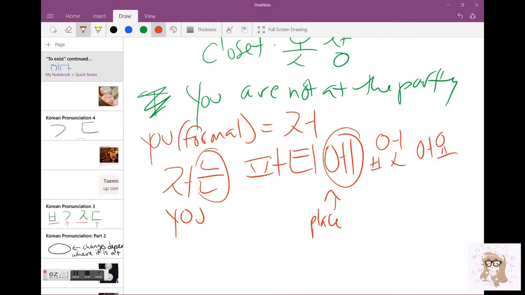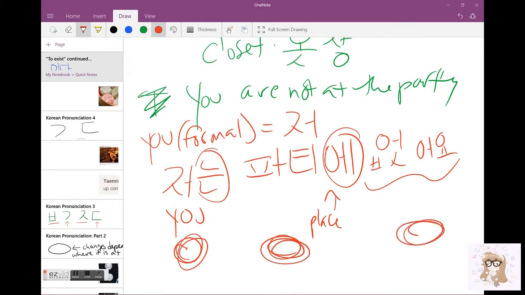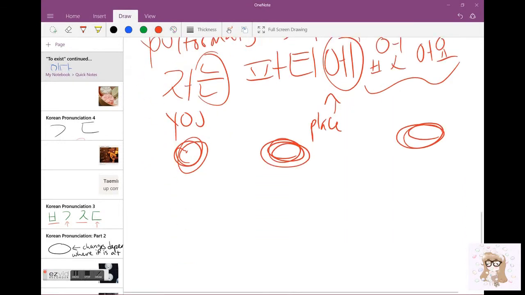And then 없어요, which remember from the other lesson is to not exist at. So you are not at the party, and that's how you write it. You need the subject, the place or whatever the object is, and then to not. So 없어요 or 있어요.